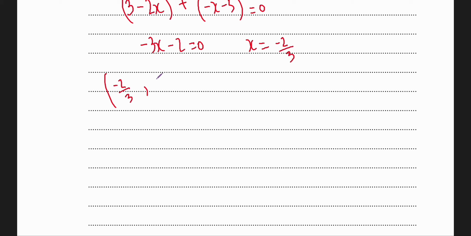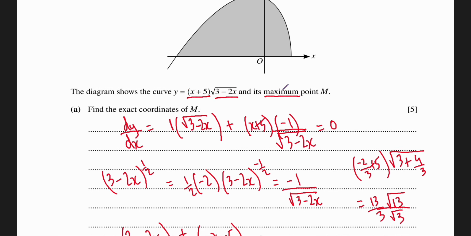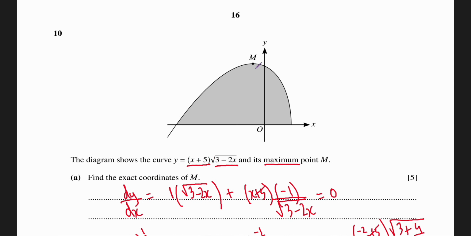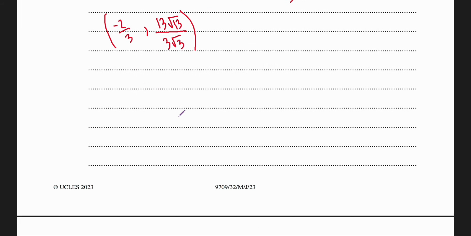So you're left with minus 2 over 3 and 13 square root 13 divided by 3 square root 3. And that's the coordinate. Those are the coordinates of the point M. Minus 2 over 3 and 13 square root 13 divided by 3 square root 3.